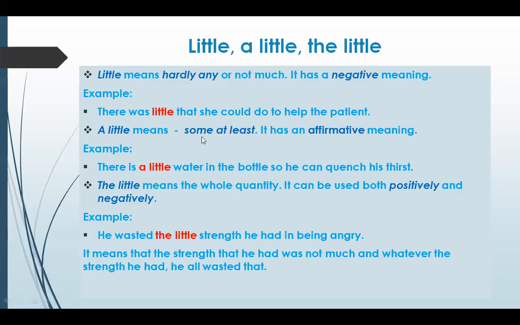A little जो है वो refer करता है somewhat, means sufficient amount. It has an affirmative meaning. There is a little water in the bottle, so he can quench his thirst. Means sufficient amount है to quench the thirst. And the little refers to the whole quantity, right? He wasted the little strength he had in being angry. तो जो भी कुछ strength उसके पास था, जितना भी बचा था, उसने सारा waste कर दिया.